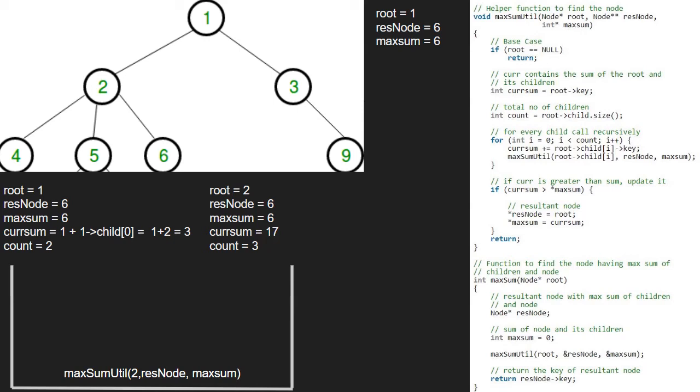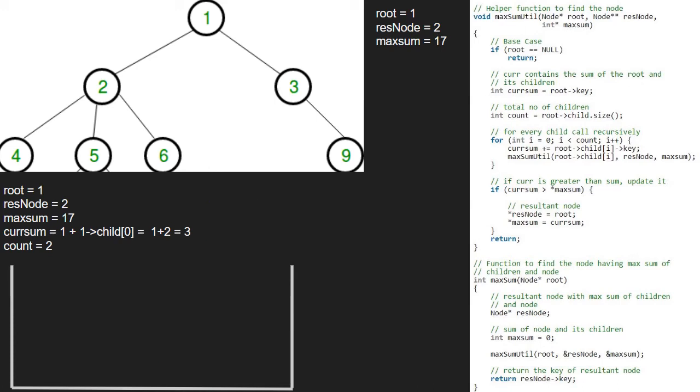Now we have finished 3 iterations for node 2. So we go to the if part and check if cur sum is greater than max sum. As it is true, we set rest node to 2 and max sum to cur sum. We finish execution for node 2 and return to execution for node 1.